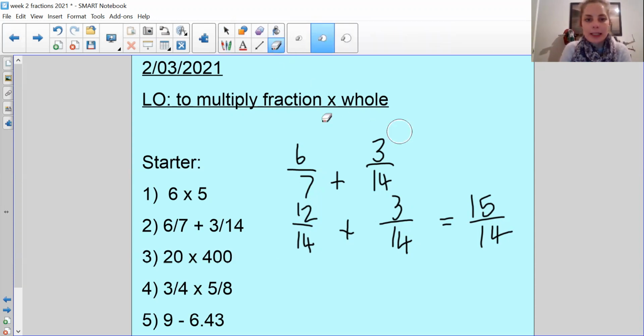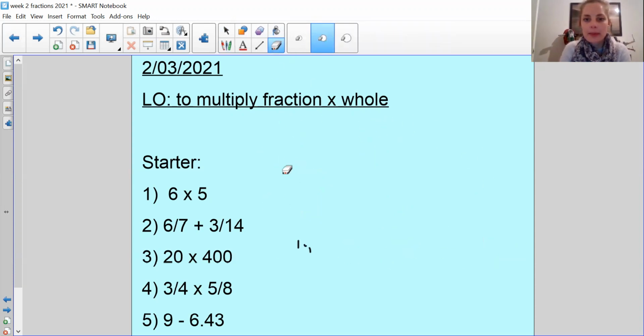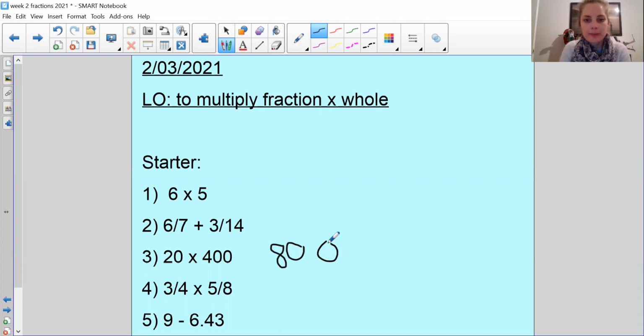The next one, 20 times 400, a nice mental calculation here. I'm first going to say 2 times 4 is 8, and then I simply add the zeros. There are 3 zeros in total, so I just add the 3 zeros.